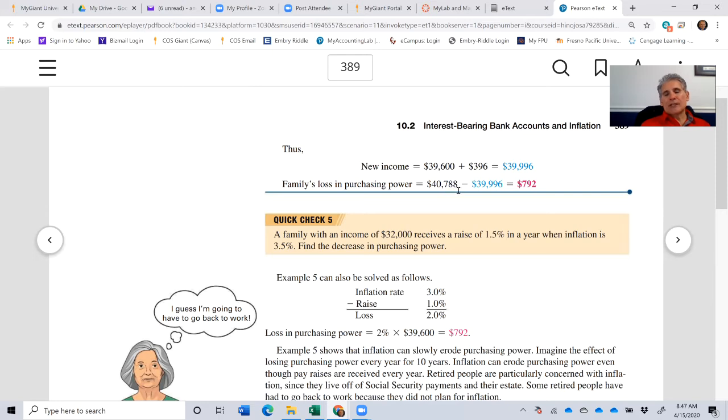So $40,788, that's the inflationary amount, that's the 3% increase, minus the 1% increase of $39,996. You could argue that they've actually lost buying power, so they've lost wealth. Their wealth has gone down by $792.